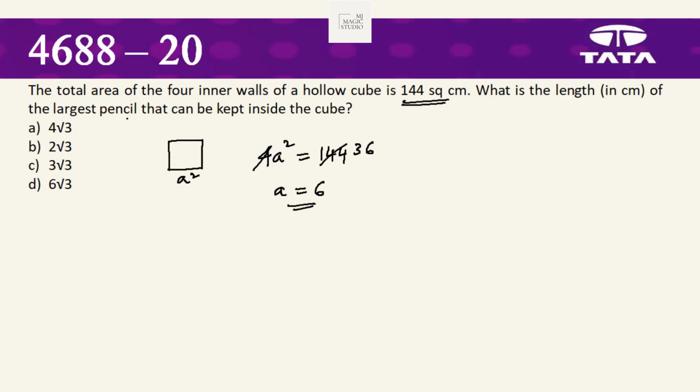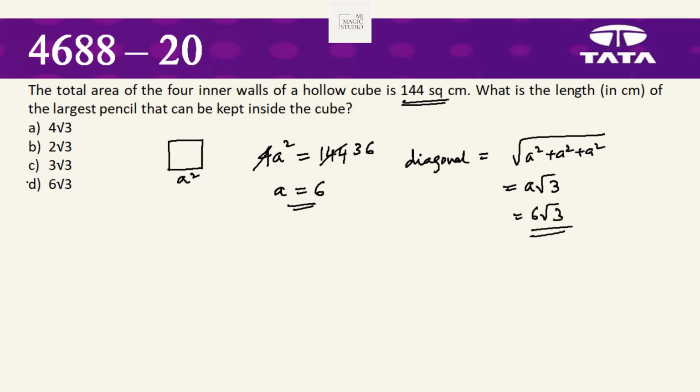What is the length of the largest pencil that can be kept inside the cube? That means we are looking out for diagonal. Diagonal is root over a square plus a square plus a square. That is nothing but a root 3. 6 root 3. Option D is the pick.